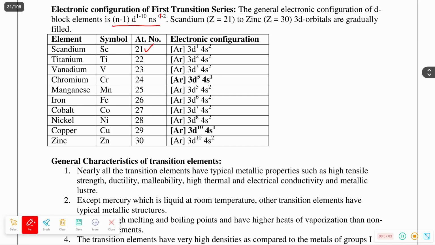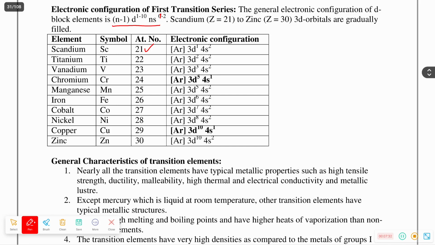So what is the electronic configuration of scandium? 1s2, 2s2, 2p6, 3s2, 3p6, 4s2, 3d1. According to the Aufbau principle or the n plus l rule, it is 4s2, 3d1. When you write 3d1, 4s2, that is also correct. The arrangement is that first 4s will fill, after that 3d. According to which principle? Aufbau principle.